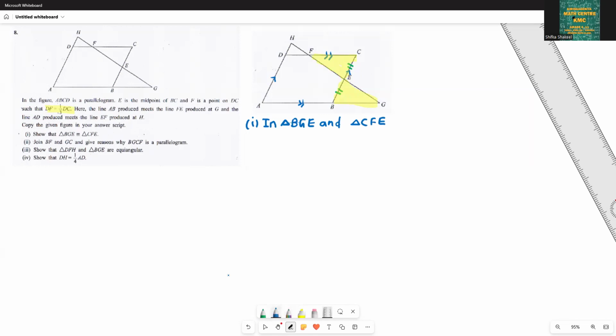Children, we will write step by step. First, we will write BE is equal to EC. Why is that equal, children? Because E is the midpoint. If it is not a midpoint, can it be equal? No. E is the midpoint of BC. Therefore, BE and EC are equal.